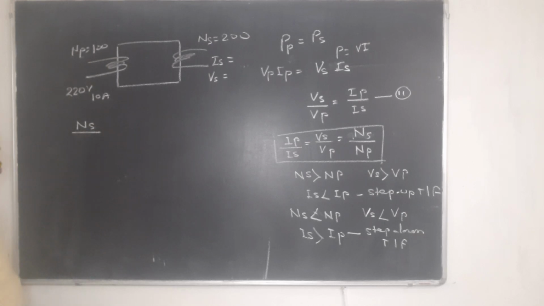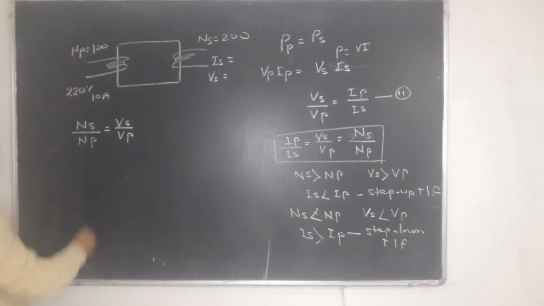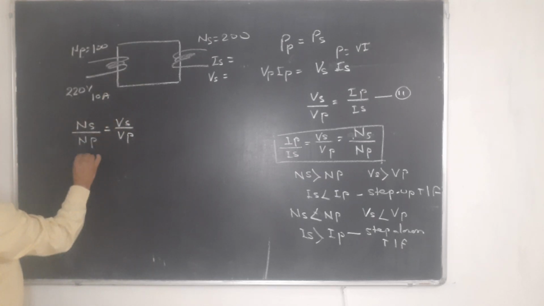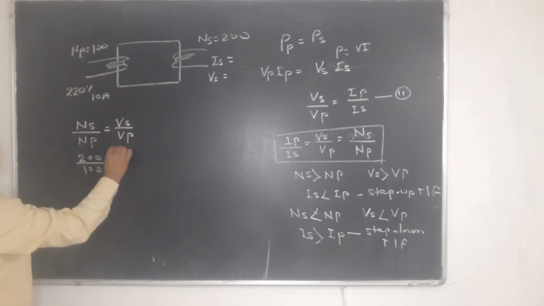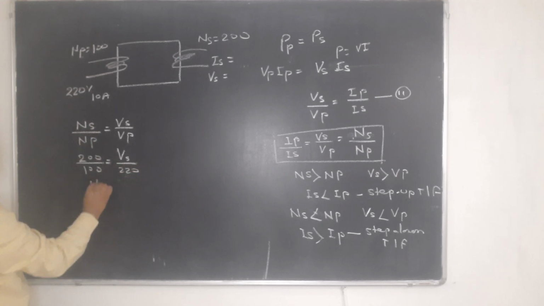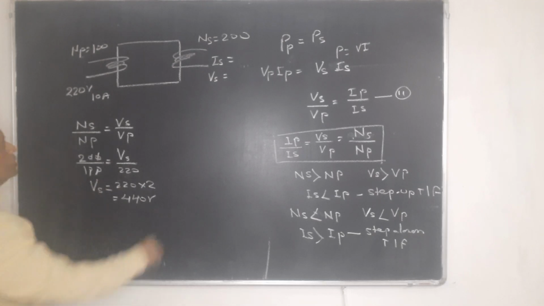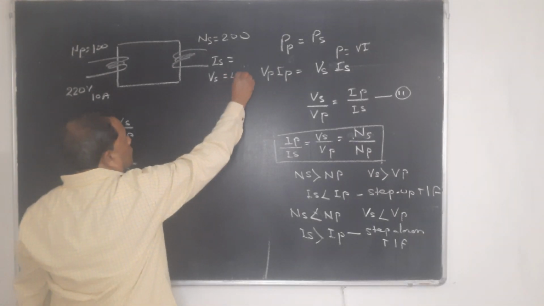First find out the secondary voltage. We will use the equation Ns upon Np is equal to Vs upon Vp. Ns is given 200, Np 100. We have to find out the voltage in secondary. Voltage in the primary is given, 220 volts. So Vs is 220 into 2, 440 volts. So we get 440 volts.